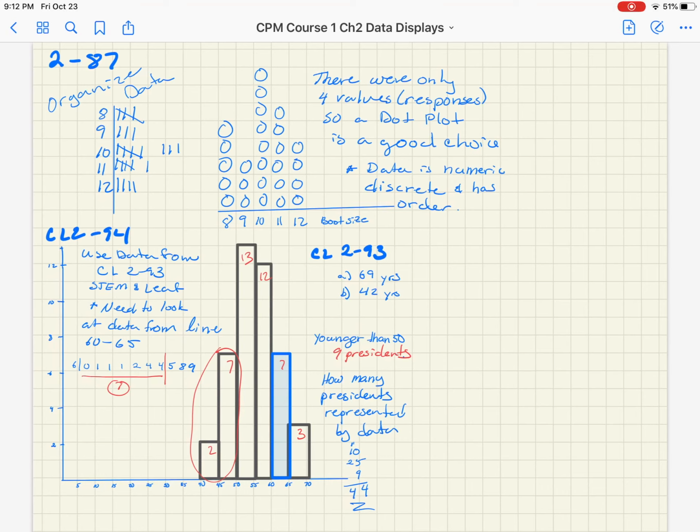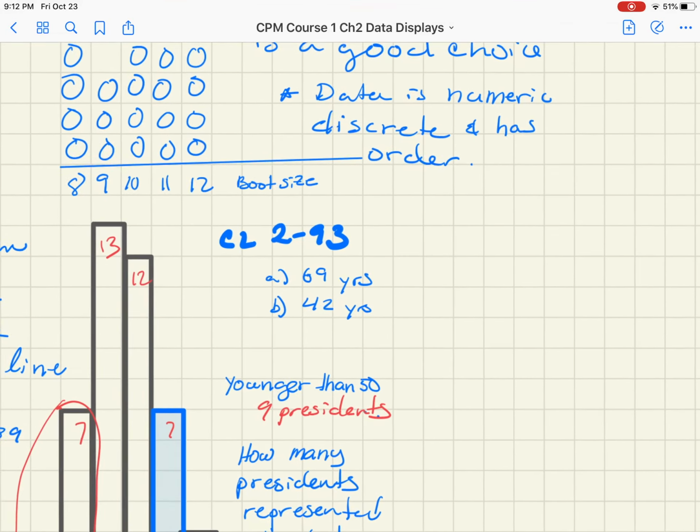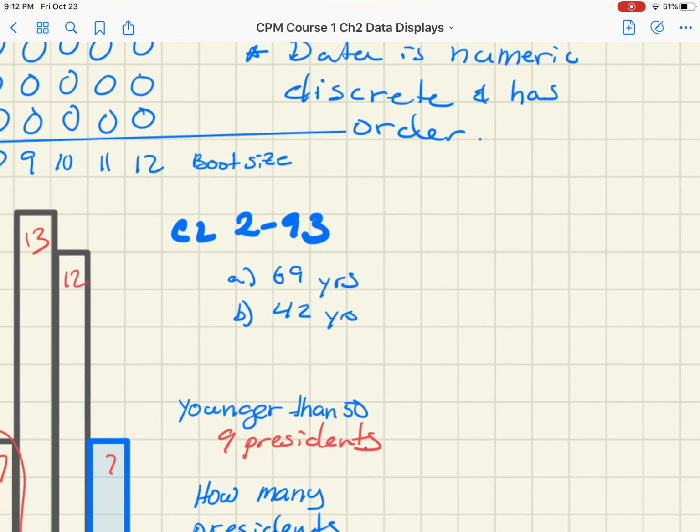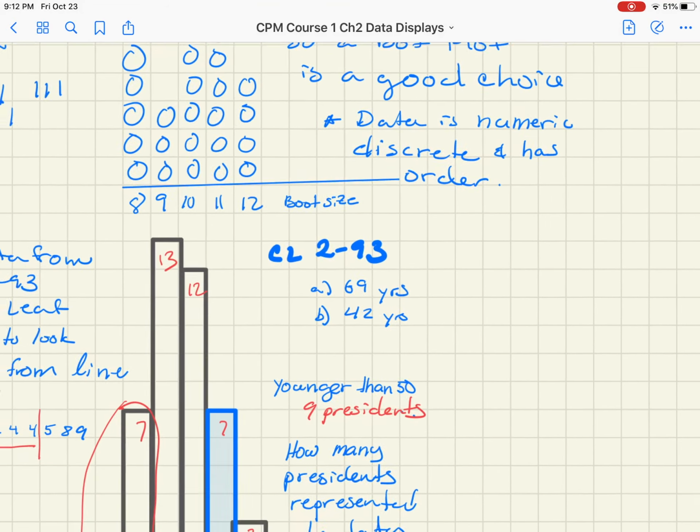Got that done. And then on 93 and 94, they go together. So you take the information in 93, use it in 94. In 93, they just wanted you to be able to read off the largest number, which is 69, and the smallest number, which is 42.